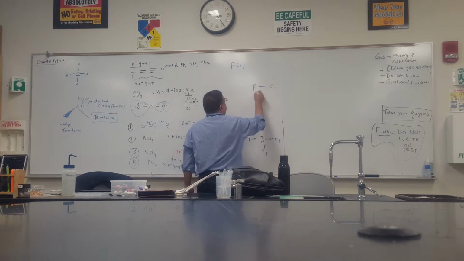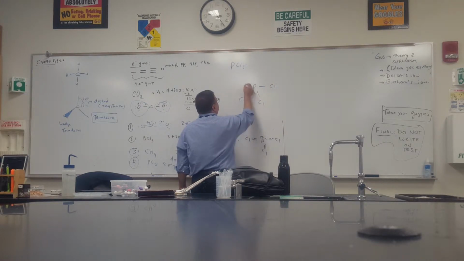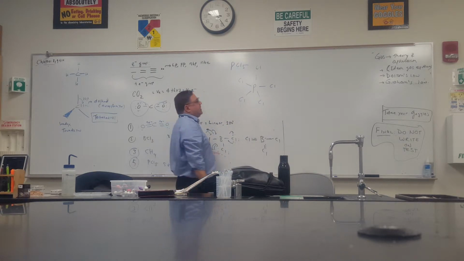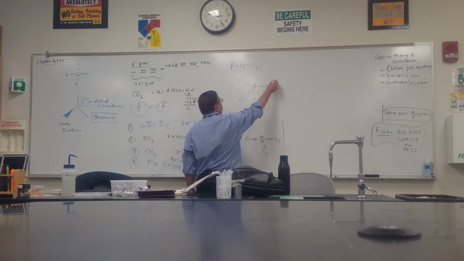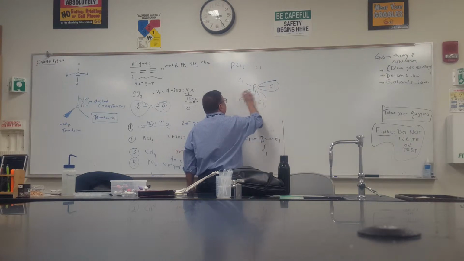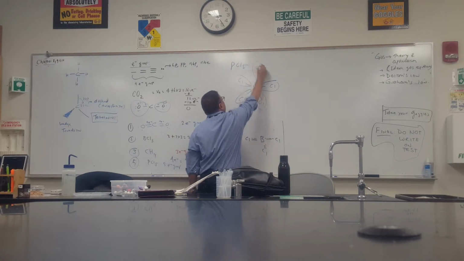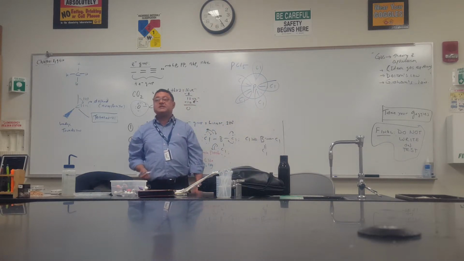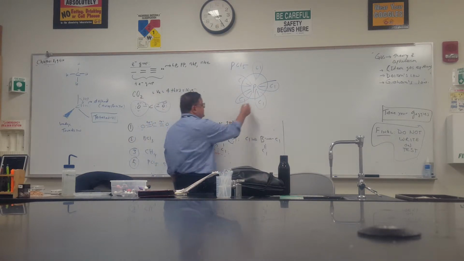Okay, chlorine, chlorine, chlorine, chlorine, chlorine, 5. Then you put 6 pairs all around, so that gives you 40. Guess what? How many electrons in the central atom? 10. So this is one of the exceptions.